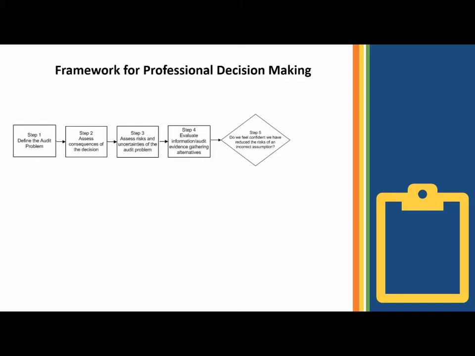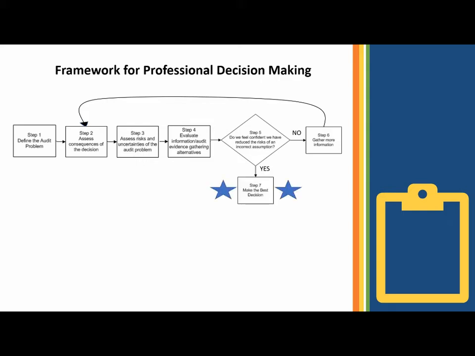Now, after you've done that, do you feel confident we have reduced the risks of an incorrect assumption? And if the answer is no, then you've really got to go back and gather more information and start the process over again. When you get to step 5 and you do feel you've had enough information so that you're not going to make an incorrect assumption, then you can make that best decision. Now this framework of professional decision making was adapted from Judgment and Choice by Robin Hogarth.